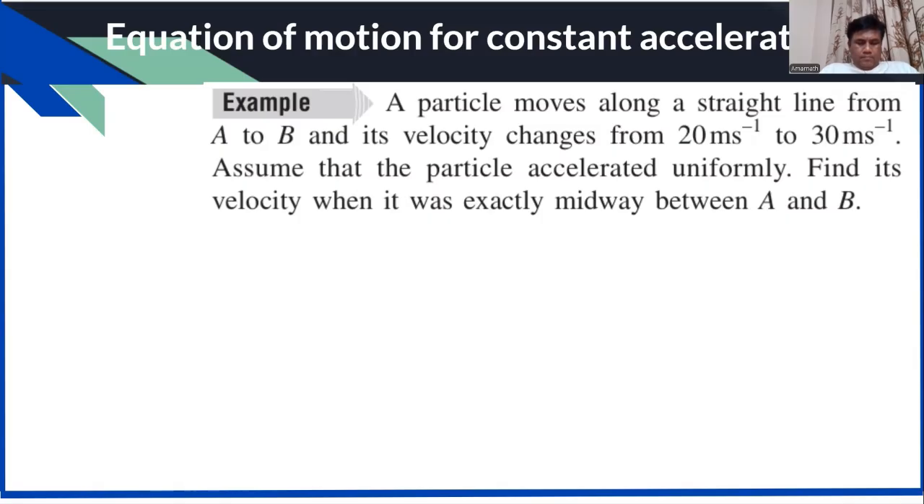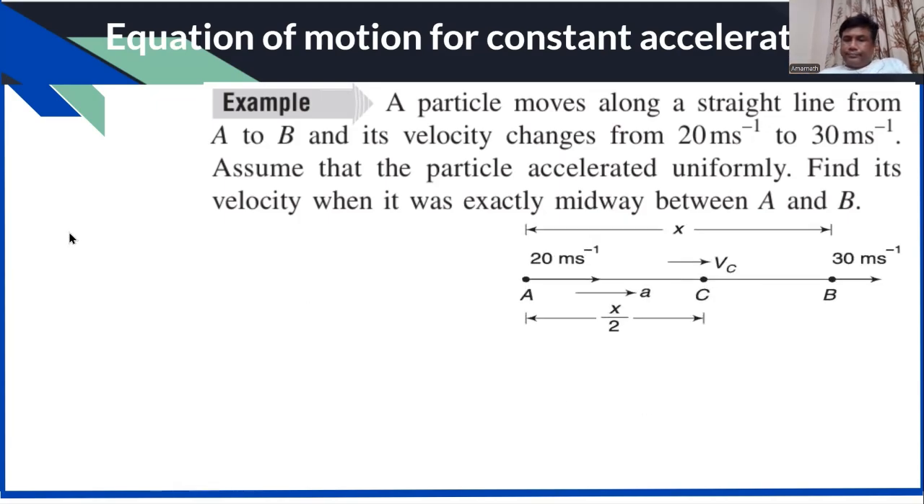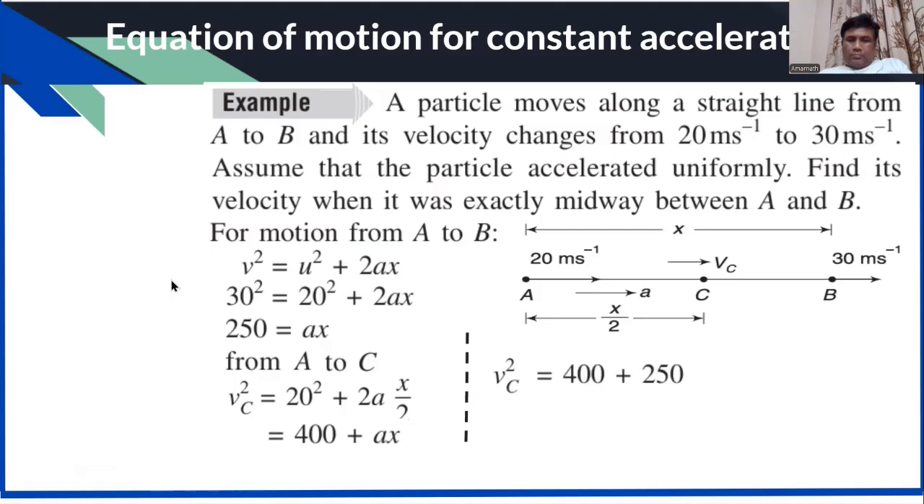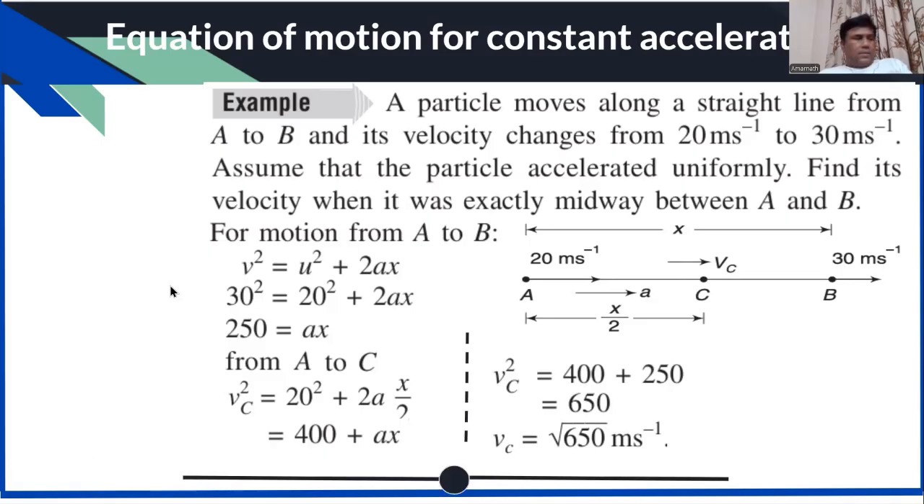So 5 root 26 meters per second. Let us check it. Starting from 20, ending at 30, need the velocity at midpoint. We can directly use the formula also. Otherwise, you can derive it also. Under root 650, is it? If we simplify, it's coming as 5.6.